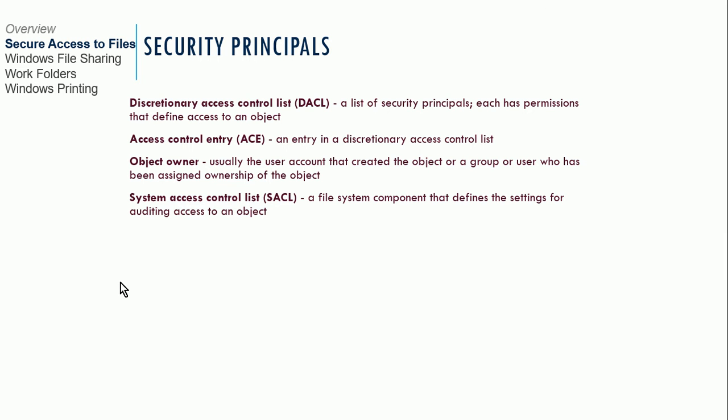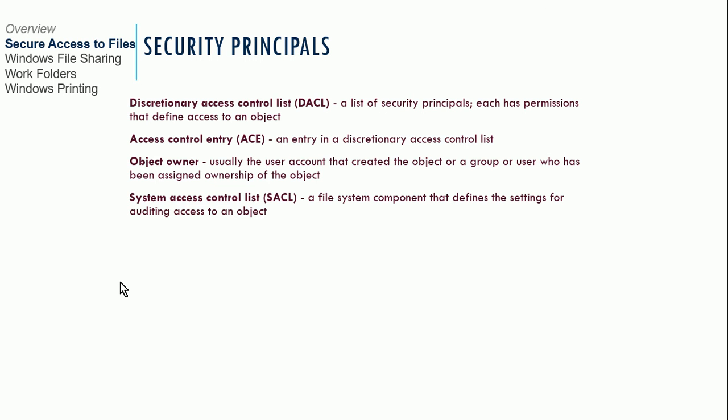control. And you have a discretionary access control list, which is a list of the security principles and the permissions that you can define to that object. We're going to talk about what those security principles are. This would be things like read, write, full control, and you've probably seen these before in the file permissions in Windows. An access control entry is an entry in the discretionary access control list. So that's where it actually says this is what a certain type of user can do.